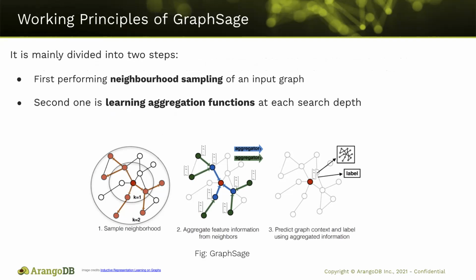So the working principle of GraphSAGE is mainly divided into two steps. The first one is performing neighborhood sampling of an input graph. And the second one is learning aggregation functions at each search depth, or at each layer. We will discuss each of these steps in detail, starting with a little motivation of what the need was to perform the sampling of a node's neighborhood. Afterwards, we will discuss the importance of learning aggregator functions, which basically helped the GraphSAGE algorithm achieve its property of inductiveness.